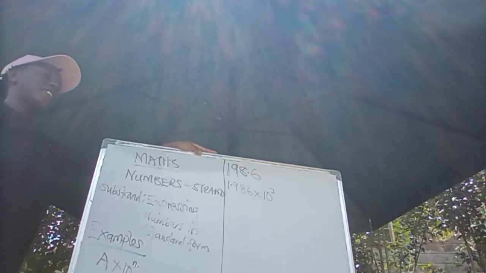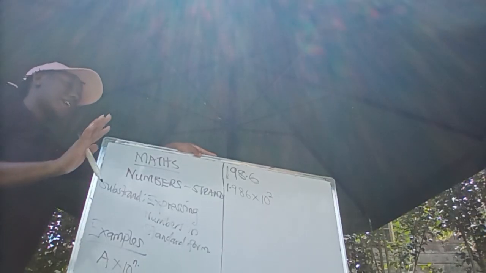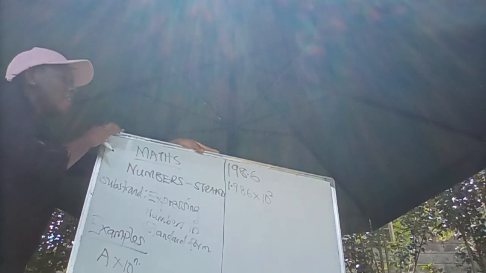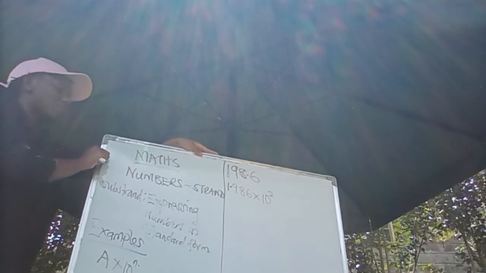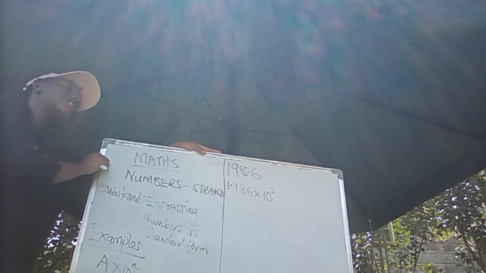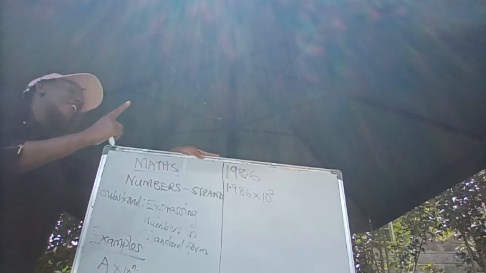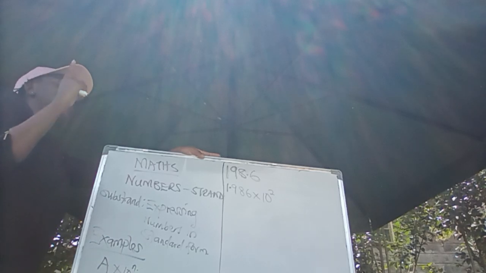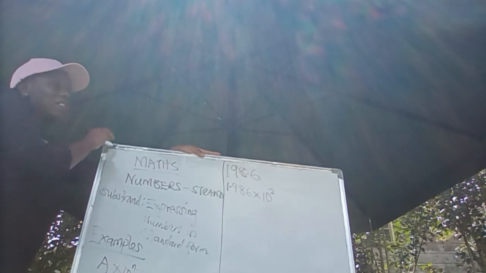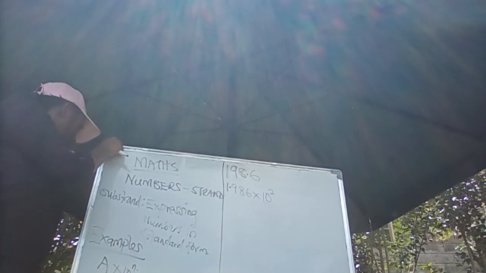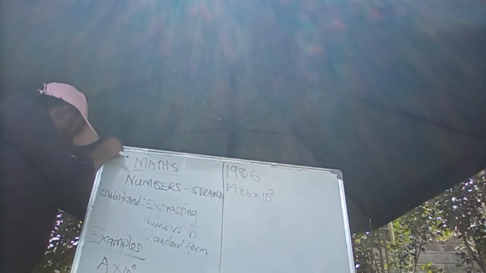Are we together? That is writing numbers in standard form. There is nothing easy like writing numbers in standard form. The only thing you are supposed to understand is that for a number to be in standard form, it must be equal to 1 or greater than 1, but less than 10. That is how you write numbers in standard form. I can give you another example for you to understand better.